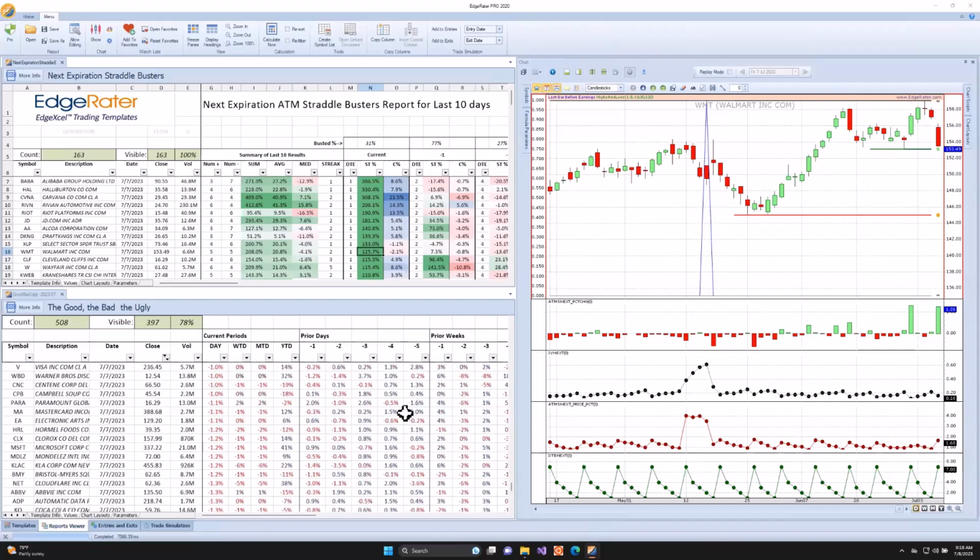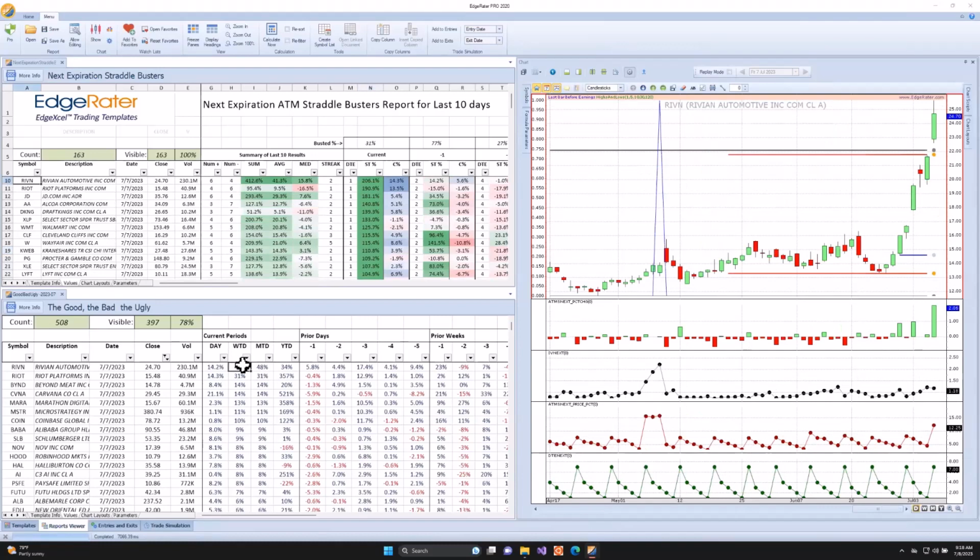Now, one-day moves are interesting, obviously, but that's something that has just happened in the day. Does it mean that there's going to be more volatility coming up, or the moves are going to continue? We definitely don't know that. But if you look at weekly moves, then you're starting to look at larger periods of time, and those moves are more sustained. So potentially that carries more information.